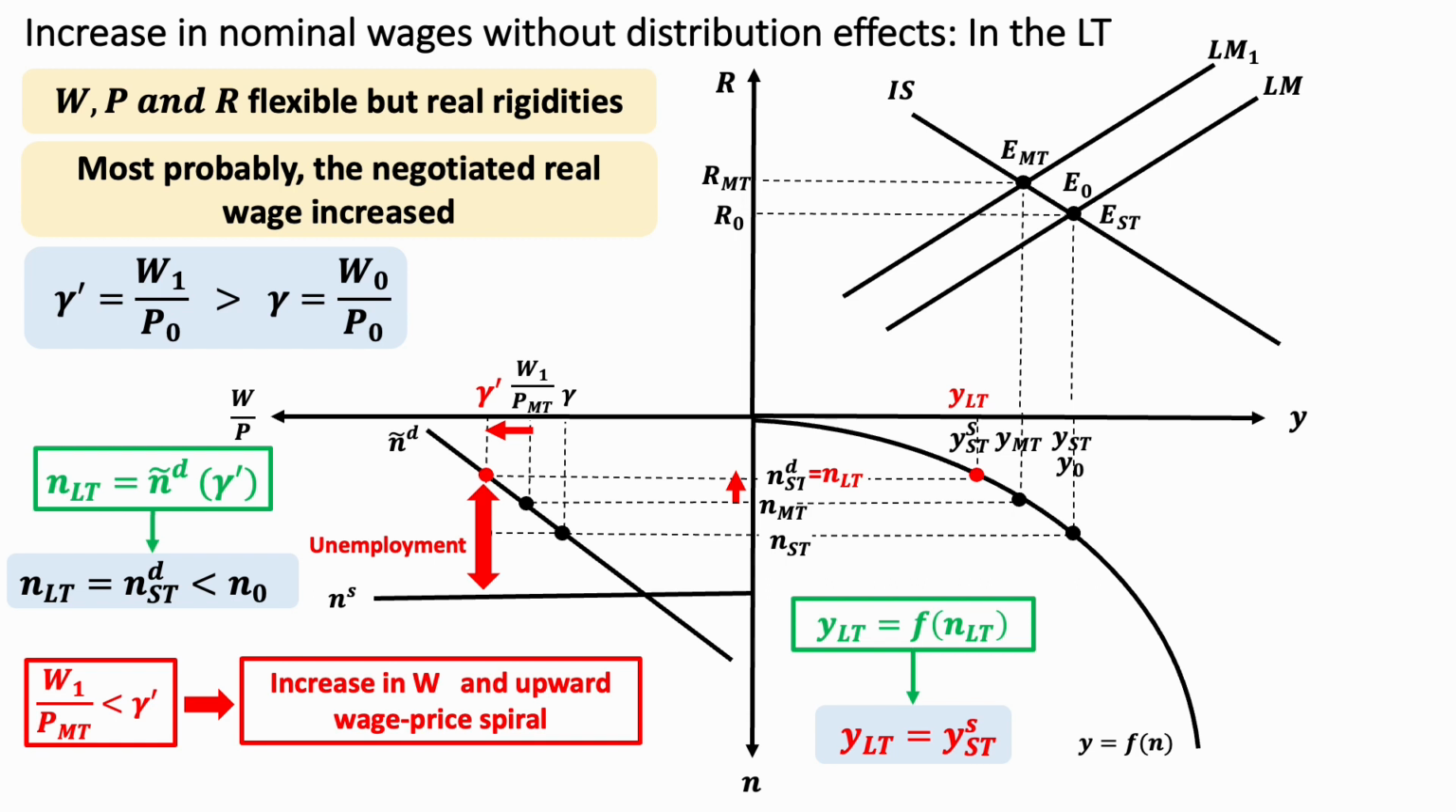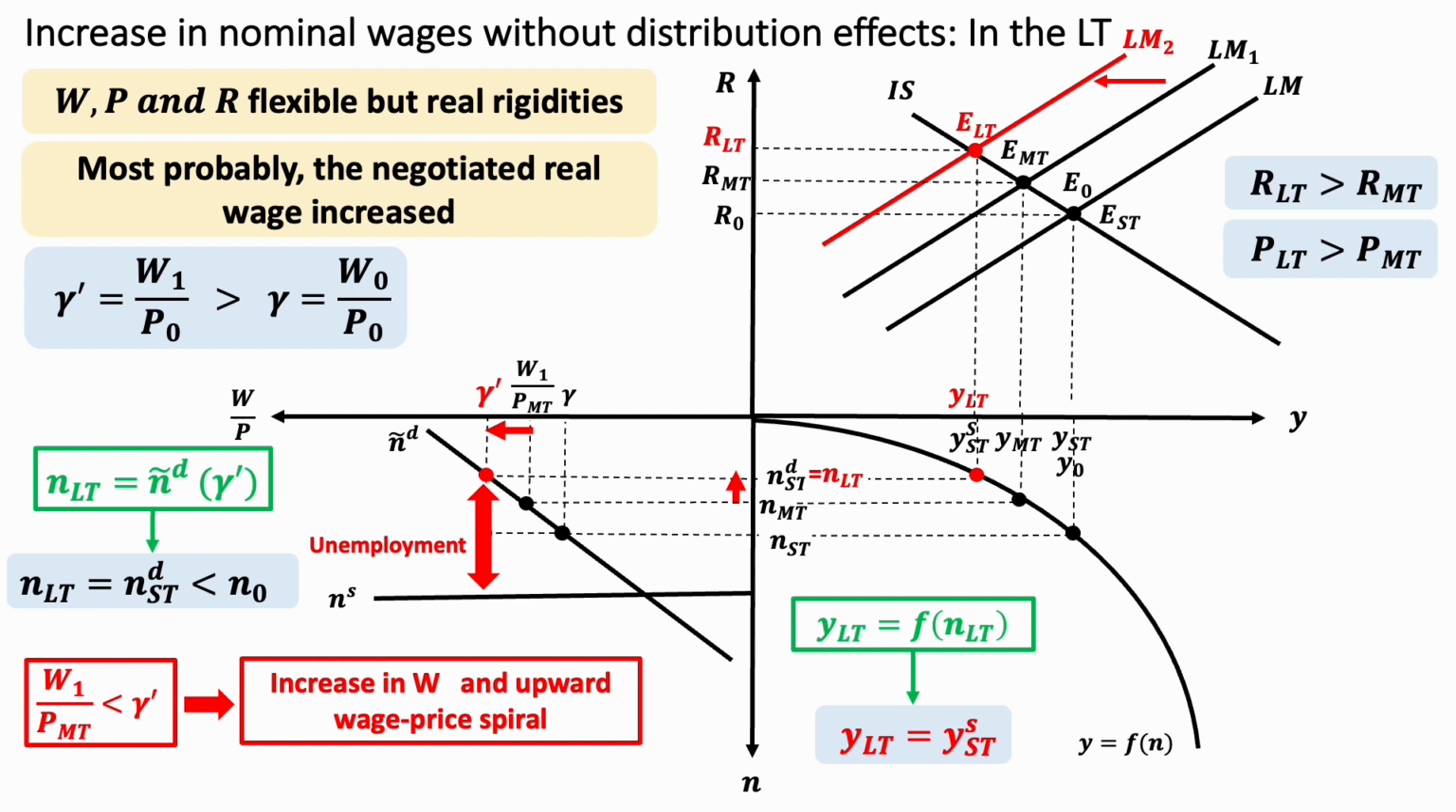The increase in prices in the long term shifts LM once again to the left, and interest rates rise again, which decreases Y between the medium term and the long term. Note once again that we are in imperfect competition, so there still is some persisting unemployment in the economy, even more than at the initial situation. Overall, we can conclude that an increase in nominal wages generates unemployment in the long term.